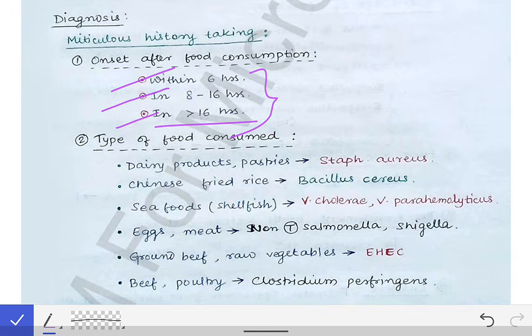So asking about this onset, I mean asking about this incubation period, is very important.